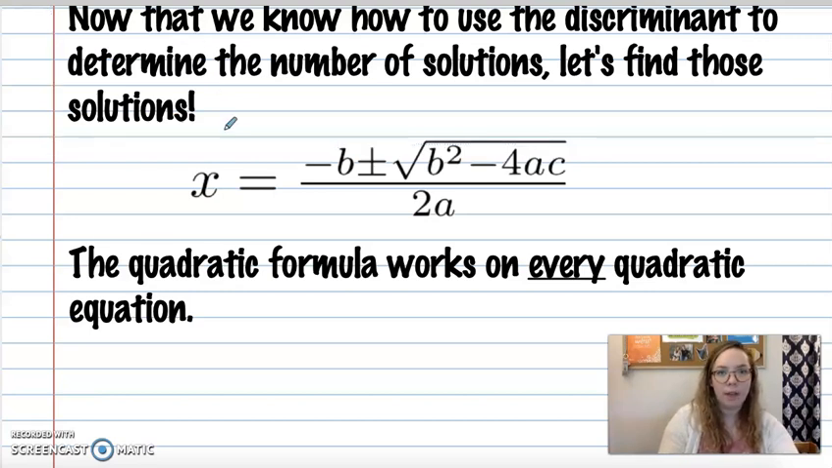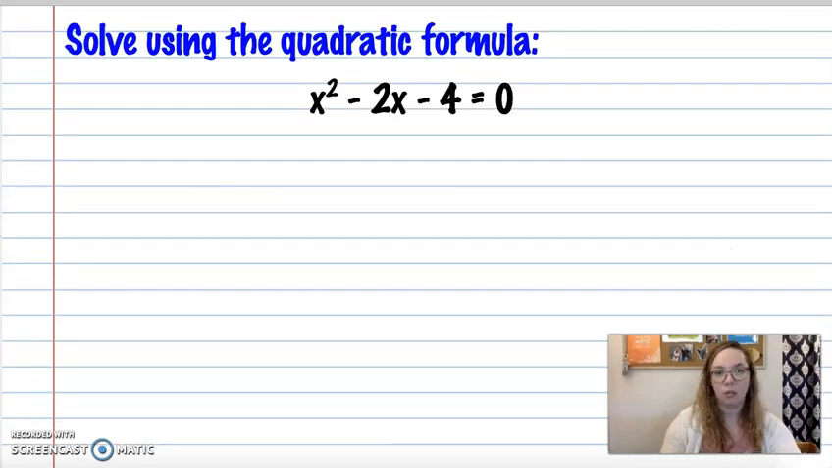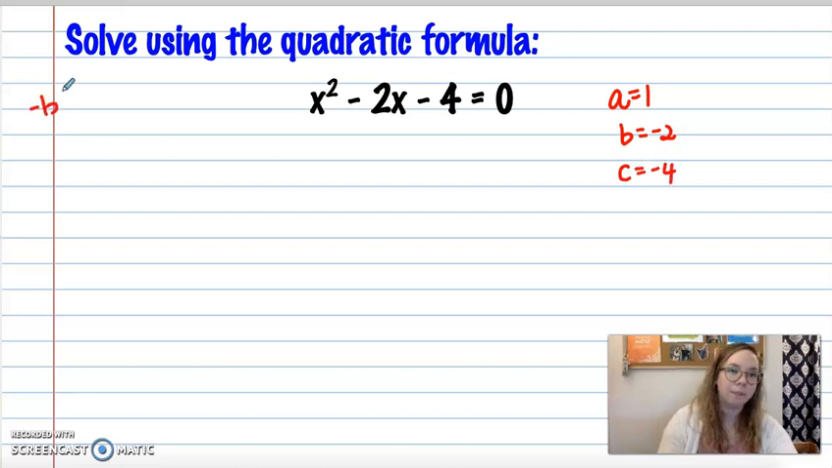So here I have x equals the opposite of b plus or minus the square root of our discriminant, all divided by 2a. Okay, so we'll just go ahead and do some examples for this. I do like to do that discriminant first. I think that's the easiest thing to start with. So here I have a equals 1, b equals -2, and c equals -4. And I'm going to use D for discriminant.